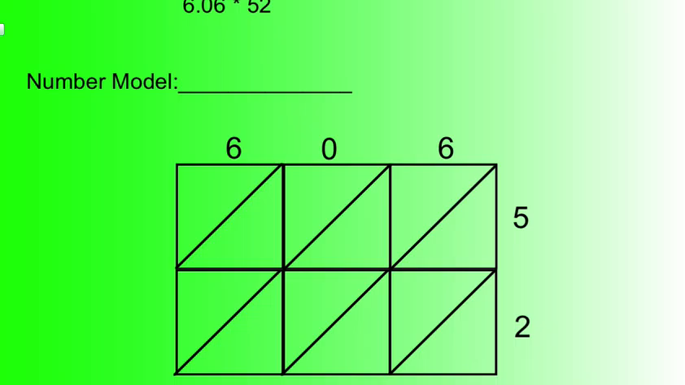So I am going to estimate. 6 and 600 is very close to just being 6, and 52 is very close to just being 50. And I know that 6 times 5 is 30, and then I add this 0 right here on the end. So I'm looking for an answer somewhere around 300, and that's going to help me with my decimal point at the end.